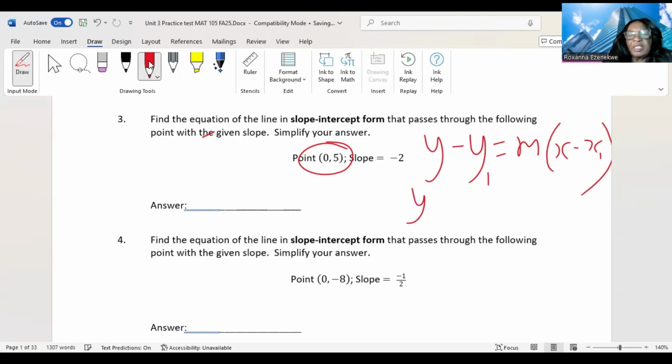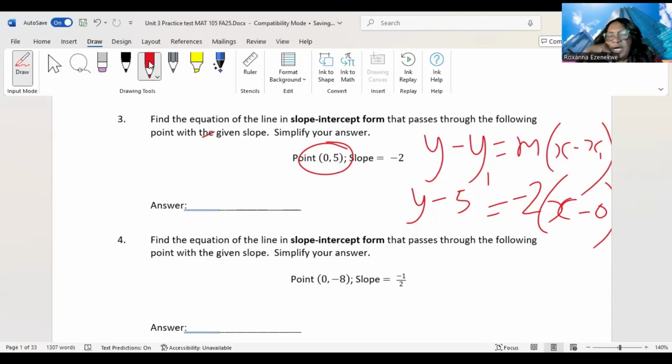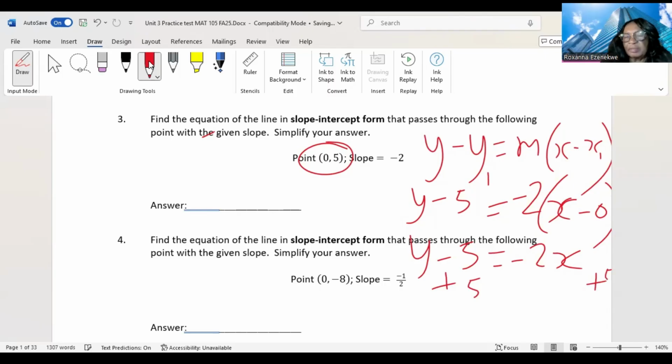So I have y minus 5 is equal to the slope, negative 2, given to me here, times x minus 0. X minus 0 is x. Now when I open the parentheses, I have y minus 5 on the left-hand side equal to negative 2x on the right-hand side. Add 5 on both sides, and we have y is equal to negative 2x plus 5.